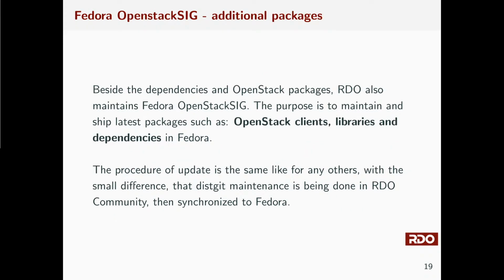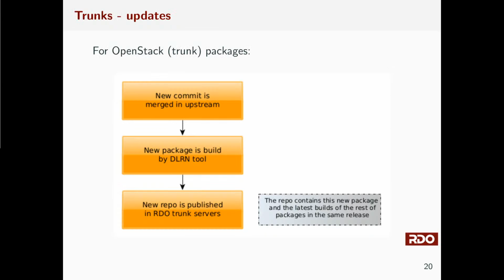Besides the dependencies and OpenStack packages, RDO also maintains Fedora OpenStack SIG. Its purpose is to maintain and ship the latest packages such as OpenStack clients, libraries, and dependencies in Fedora. The procedure of update is the same as for any others, with the small difference that the dist-git maintenance is done by the RDO community, and then it's synchronized to Fedora. As we already know how to add a new package, we should take care of the packages which we currently deliver.